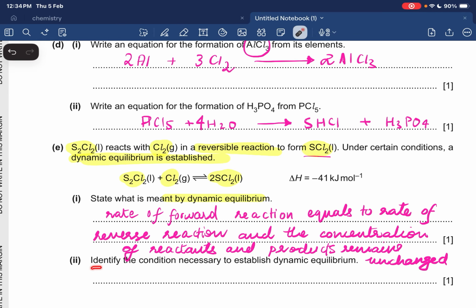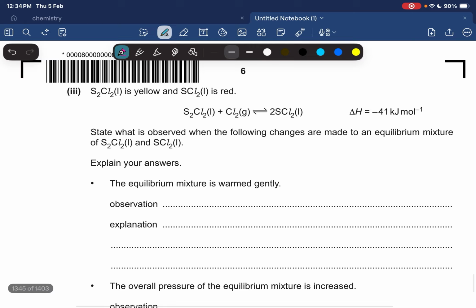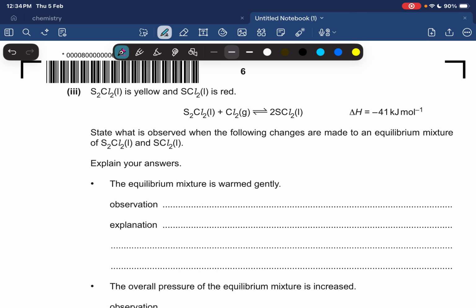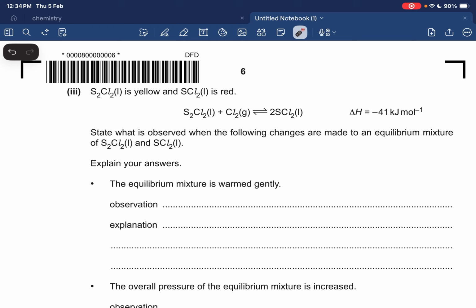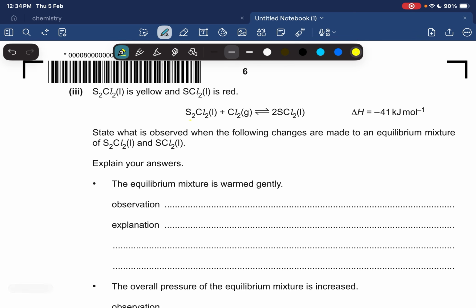The next part says identify the condition necessary to establish a dynamic equilibrium. That's a very important question. You guys should know that equilibrium cannot be established unless you have a closed system. So the only thing that you need for an equilibrium is that nothing should enter or leave the system. S2Cl2 is yellow and SCl2 is red. Okay, so what do we know? We know that this guy over here is all yellow, and this guy over here is red.